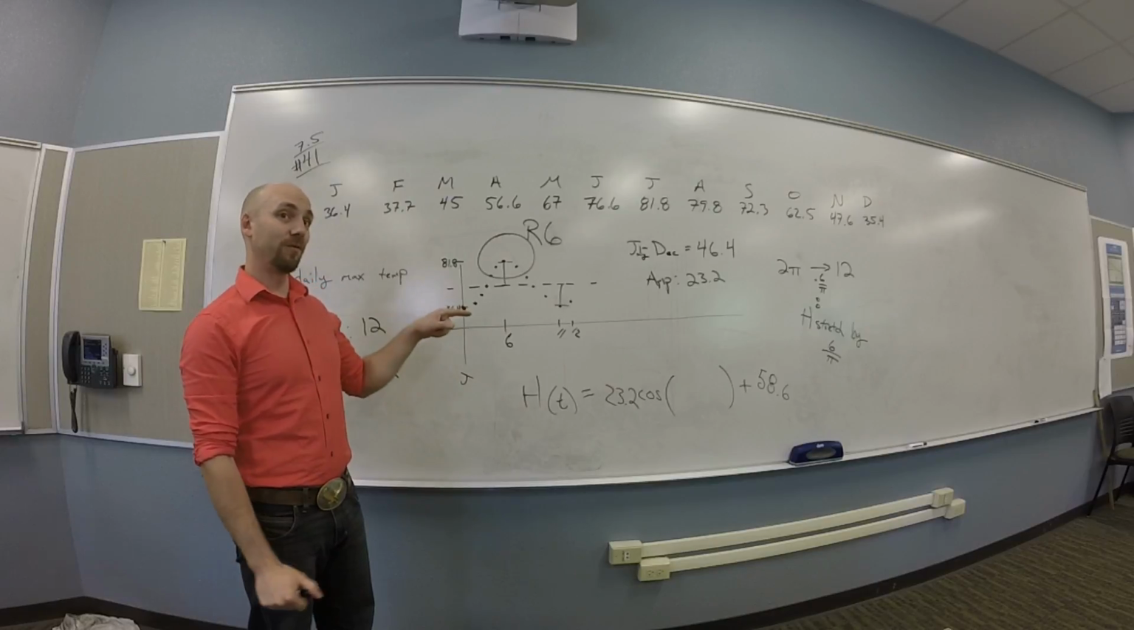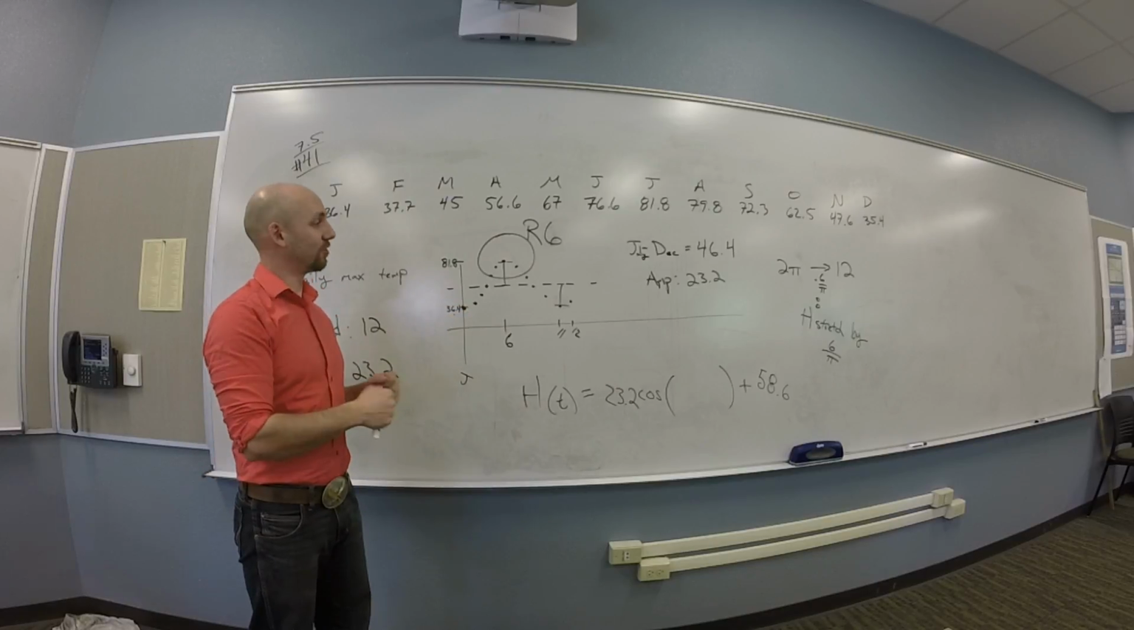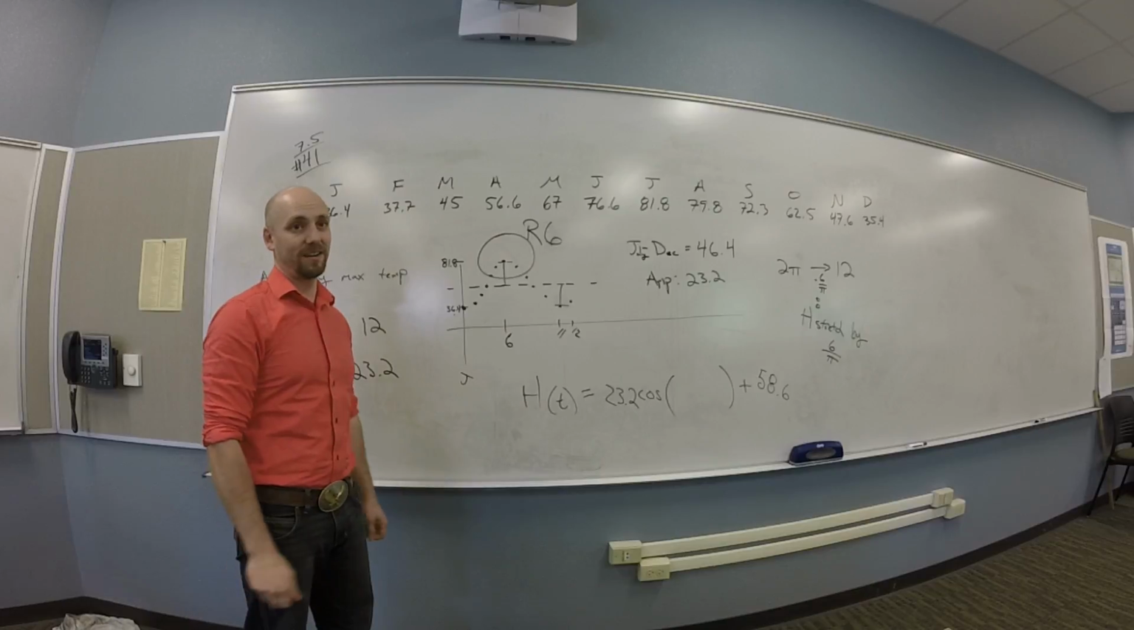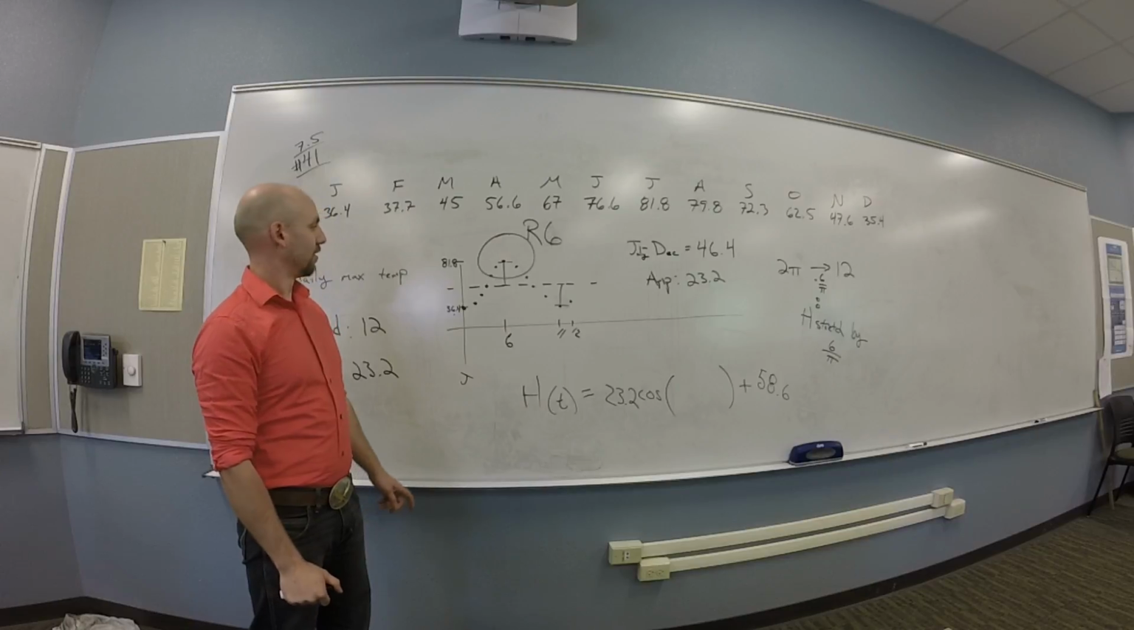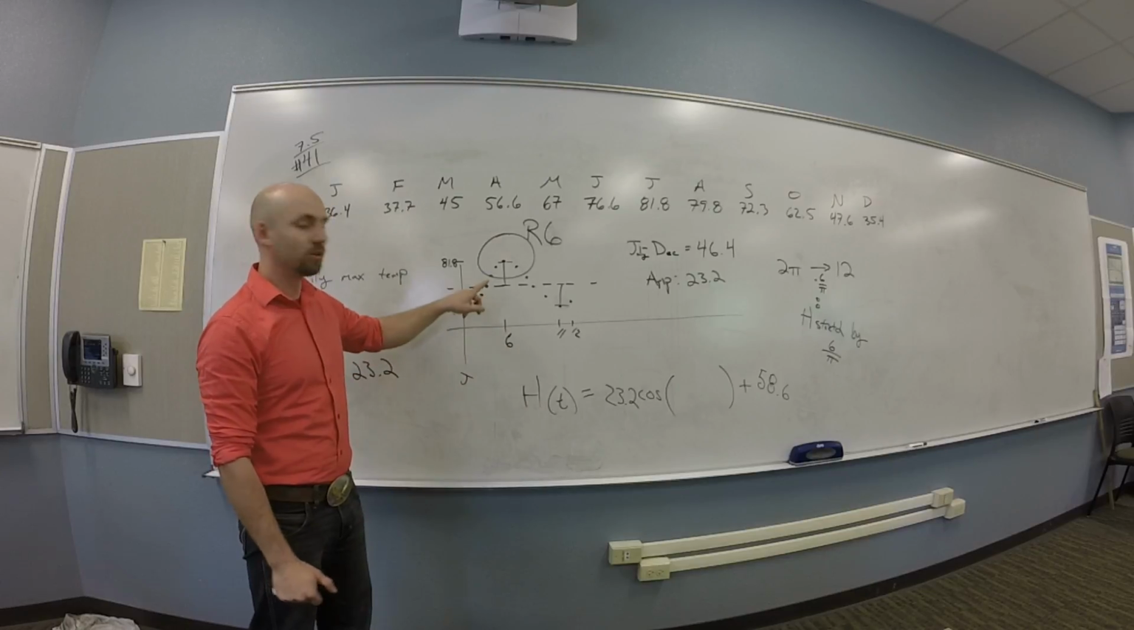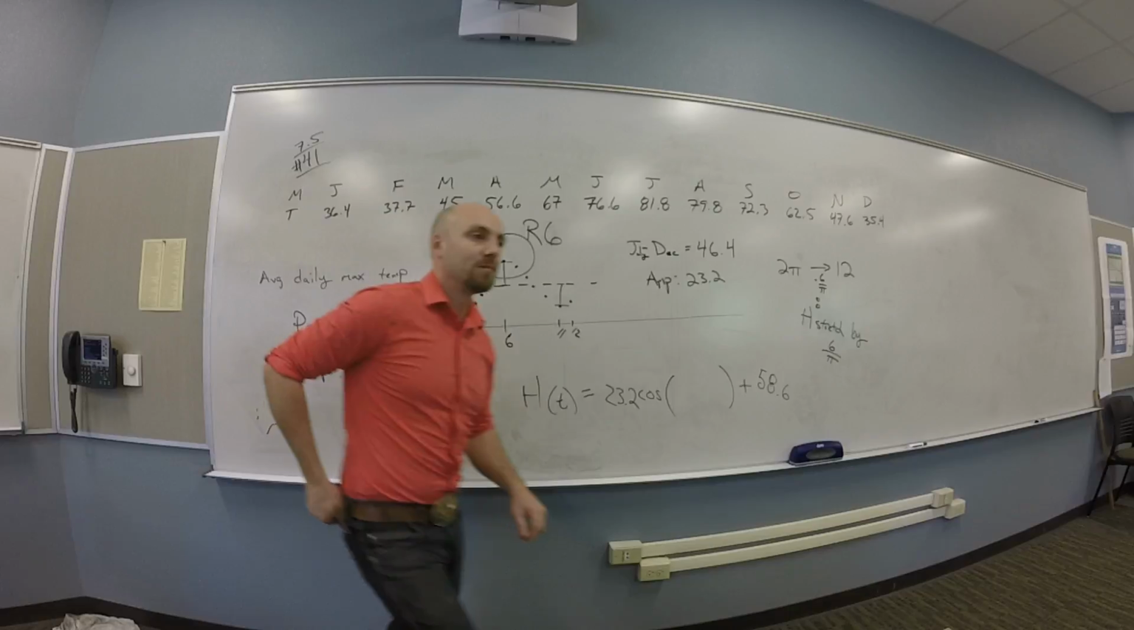So did you shift right and then stretch, or did you stretch and then shift right? Wait, I'm confused about why we shifted right. We stretched first, because we're starting at a maximum. Yeah, I wanted a cosine, right? Okay, let me see that blue one.